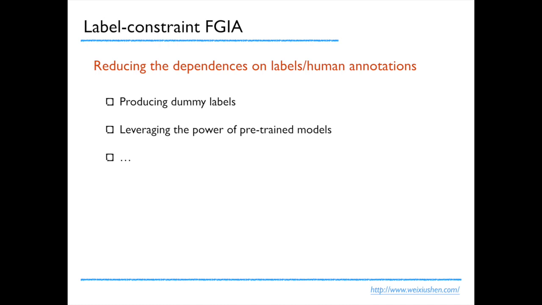Labeling fine-grained images is a labor-consuming task, especially for fine-grained objects, which always require domain experts to annotate. In order to reduce the dependencies on massive human annotations, we usually try to produce more data with dummy labels. For instance, we can use classification models to get the dummy labels for unlabeled data. Beyond that, there is another solution that can reduce the dependencies on labels. That is, we can leverage the pre-trained classification models.